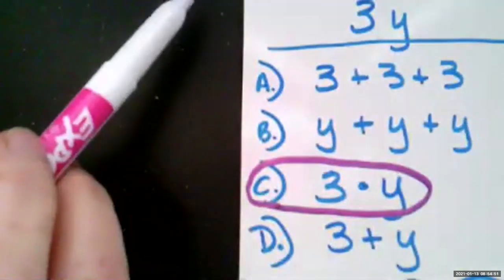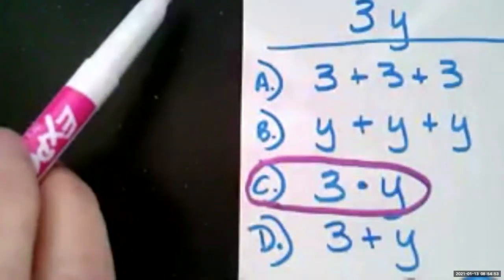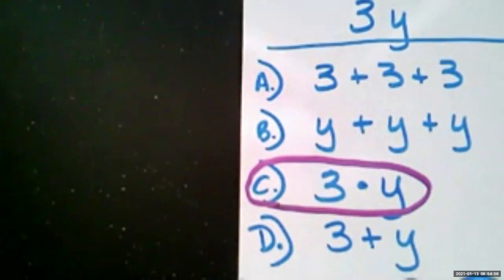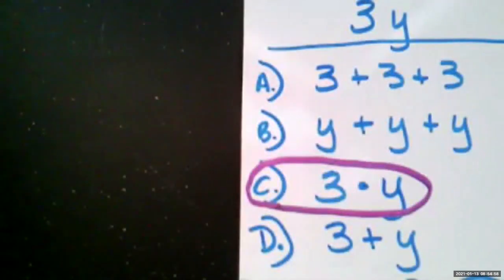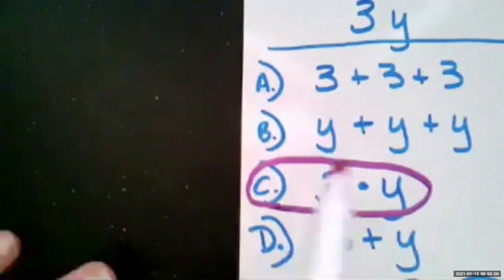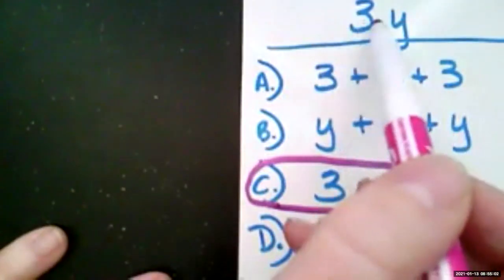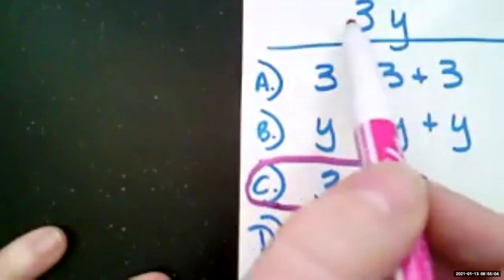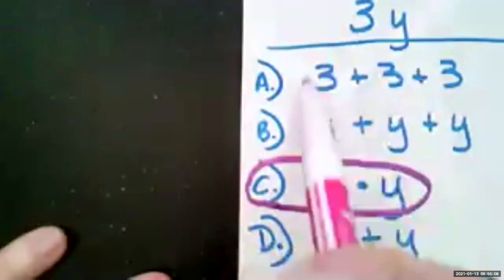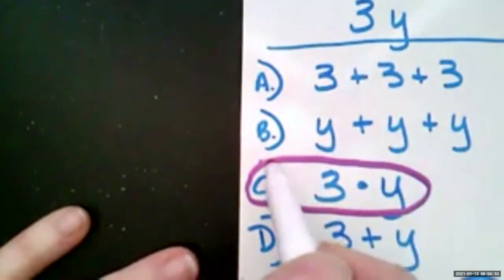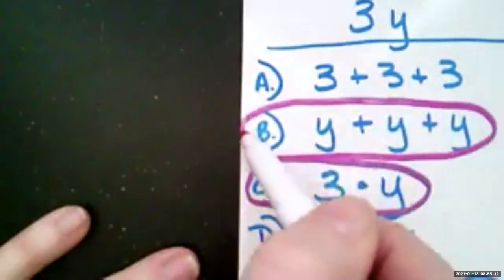If you have 3 y's, you could replace y for any number. If you had 2 replacing the y and you had 3 2's, it would be the same thing as saying you have y plus y plus y.